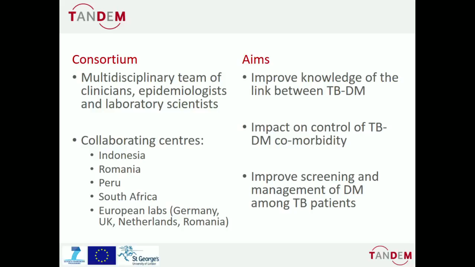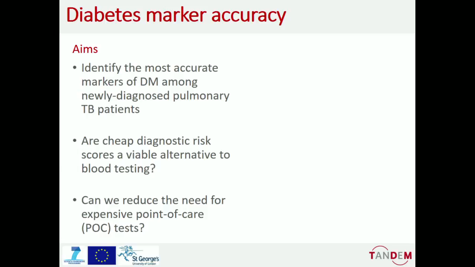Suffice to say here, I will just briefly say that the aims of the study are to improve knowledge of the link between TB and diabetes and to impact on control of TB and diabetes comorbidity. One of the ways we wish to do this is by improving screening and management of diabetes among TB patients. The aims of this study then were to identify the most accurate markers of diabetes among those newly diagnosed with pulmonary TB. Of particular interest was whether cheap diagnostic risk scores could be considered a viable alternative to expensive blood testing, and whether we can reduce the need for expensive point of care tests.